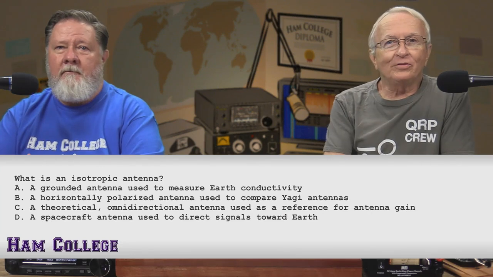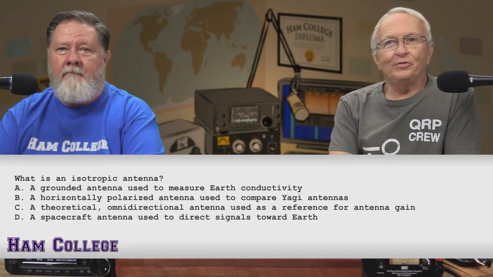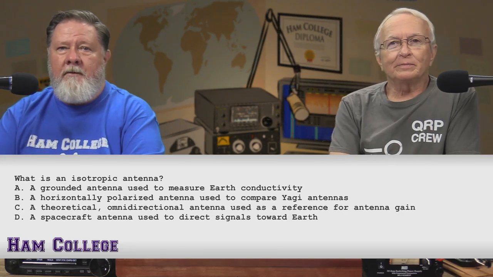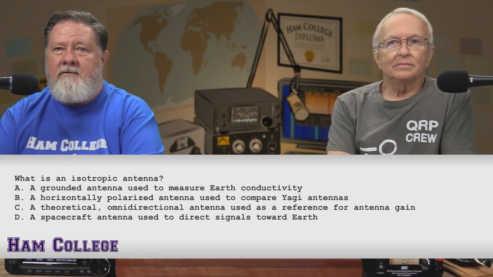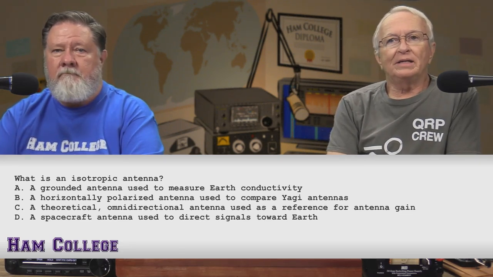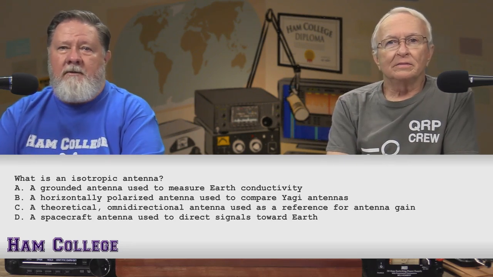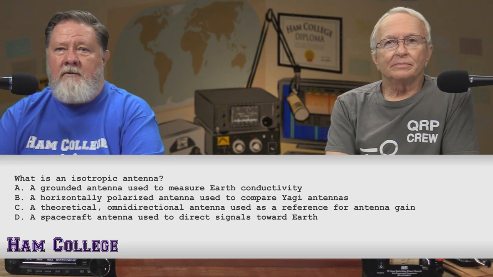What is an isotropic antenna? A, a grounded antenna used to measure earth conductivity. B, a horizontally polarized antenna used to compare Yagi antennas. C, a theoretical omnidirectional antenna used as a reference for antenna gain. Or D, a spacecraft antenna used to direct signals towards Earth.